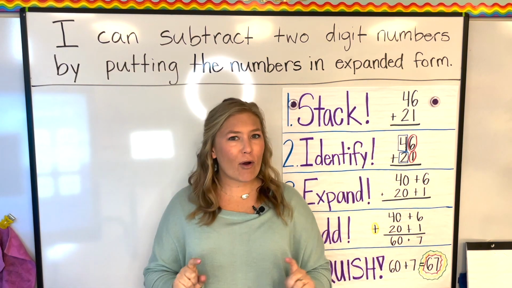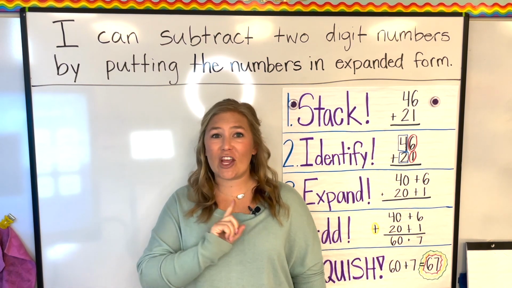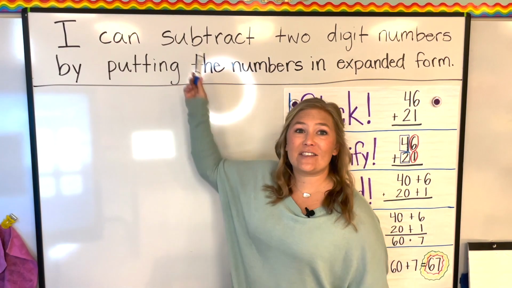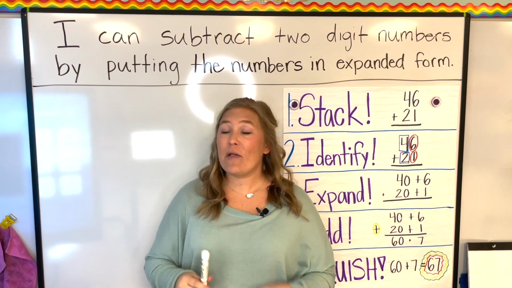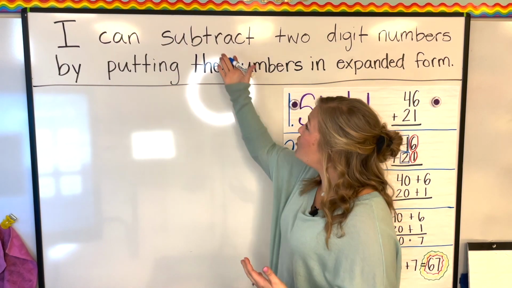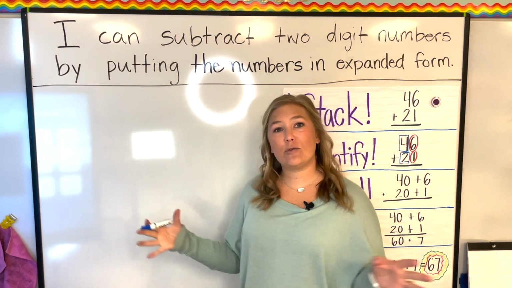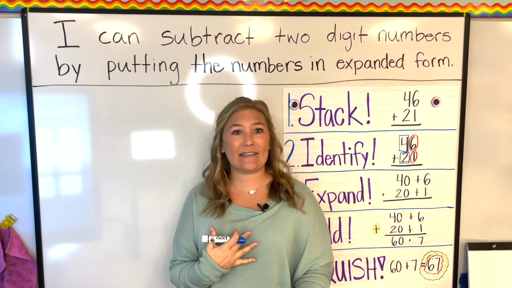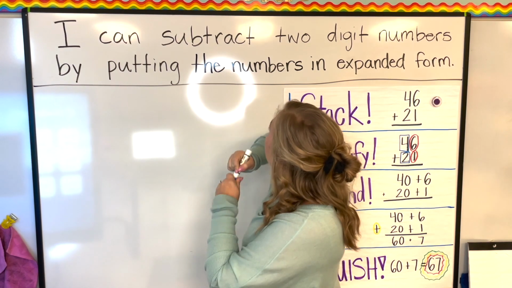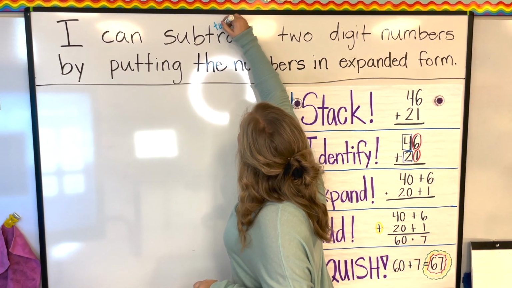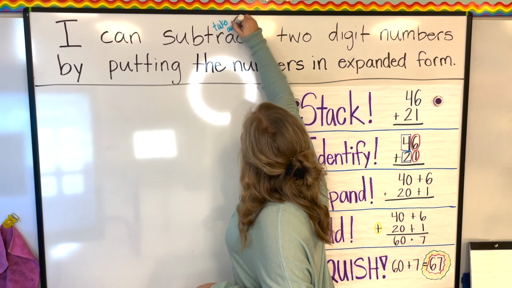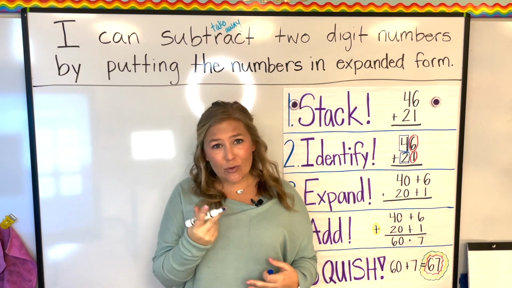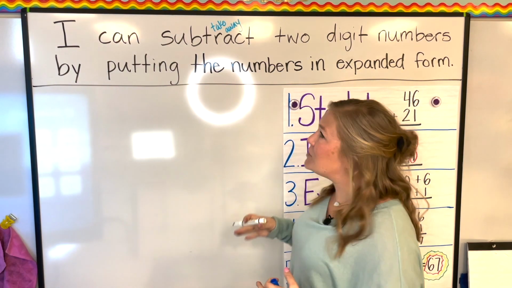If I remember correctly from last week, I only changed one word in this I can statement, and that word is subtract. It used to say add. So we used to be putting numbers together to make something bigger. Now we're going to be subtracting or taking away. So I can take away or subtract two-digit numbers by putting the numbers in expanded form.